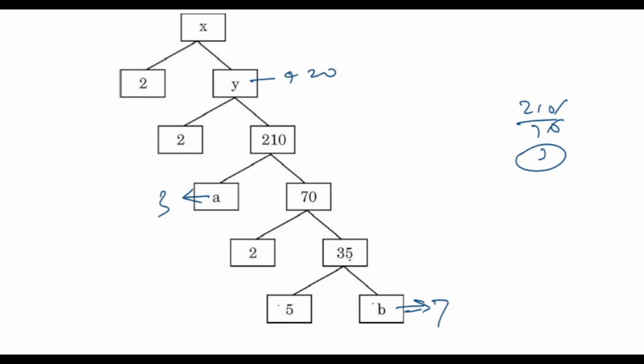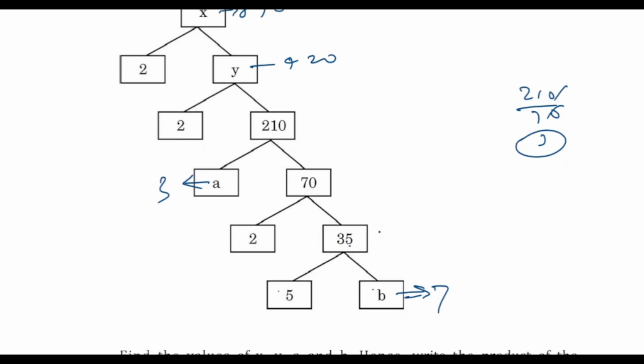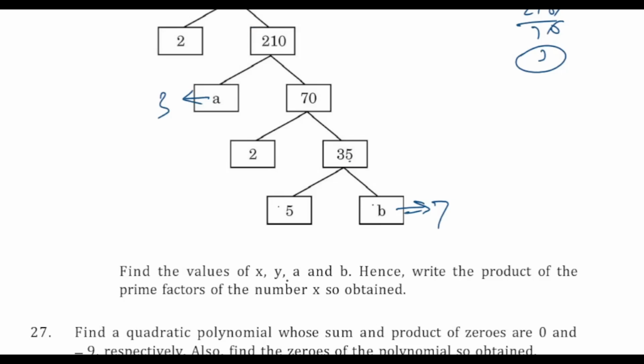Now the value of x will be 422, so this gives you 840. So the value of x is 840, y is 420, a is 3 and b is 7. Here we had to find the value of x, y, a and b.